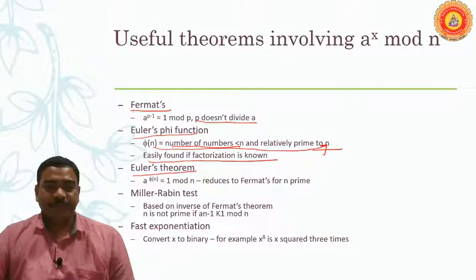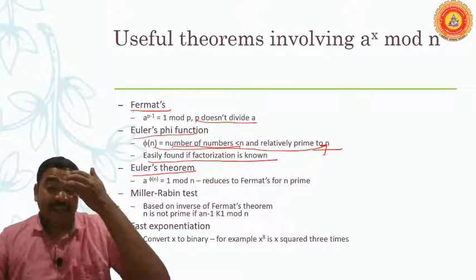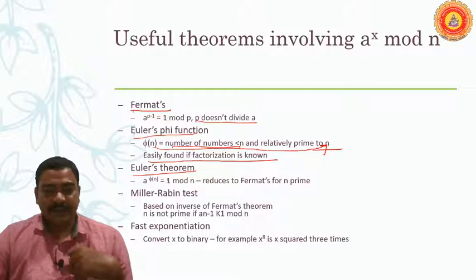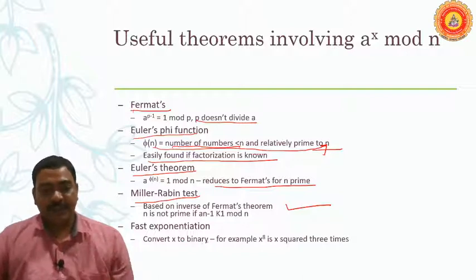This is Euler's phi function, and this is Euler's theorem. First calculate phi n, Euler's phi function, the number of elements less than n and relatively prime to n. Then a to the power phi n is equal to 1 mod n, which reduces to Fermat's theorem for n prime. The Miller-Rabin test is based on the inverse of Fermat's theorem: n is not prime if a to the power n minus 1 is not 1 mod n. For fast exponentiation, convert x to binary. For example, x to the power 8 is x squared 3 times.